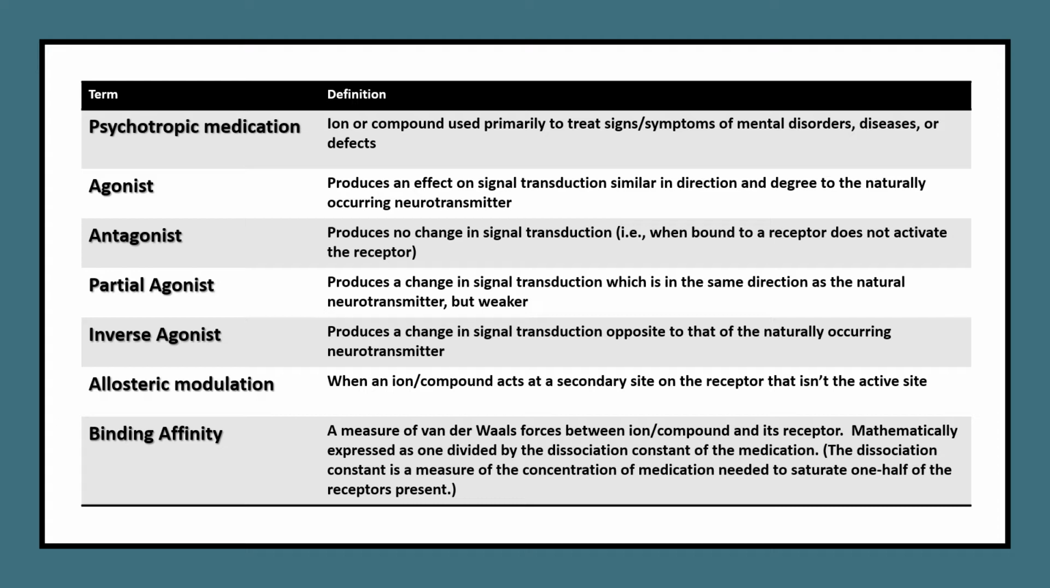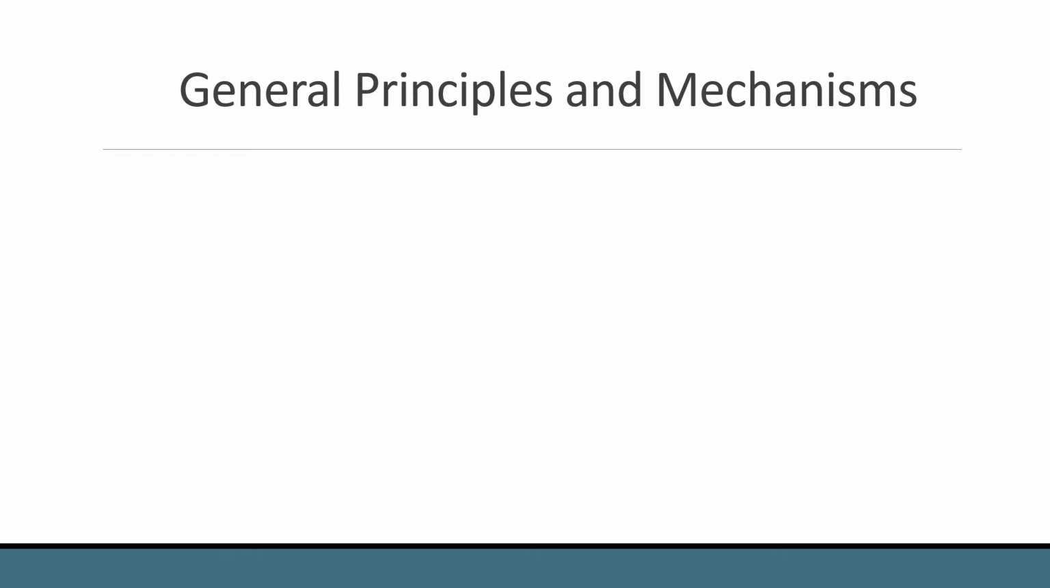Allosteric modulation is essentially when an ion or compound acts at a secondary site on the receptor that isn't the active site. And binding affinity is just the van der Waals forces between the ion or compound and its receptor, and it's basically expressed as 1 divided by the dissociation constant of the medication. The dissociation constant is a measure of the concentration of medication needed to saturate 1/2 of those receptors. Okay, now that I've bored you to death, let's just continue.